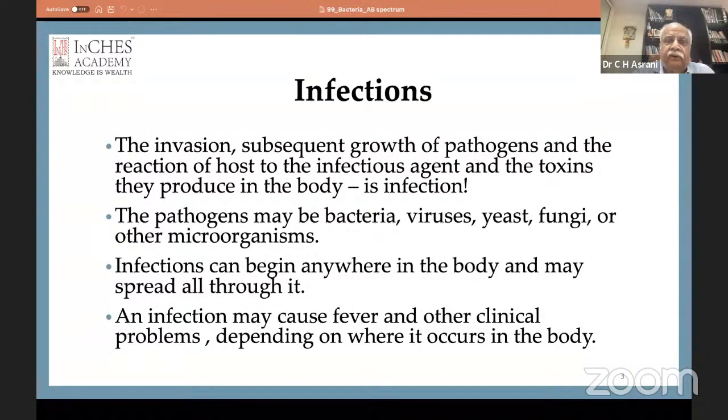An infection may cause fever and other clinical problems depending on where it occurs in the body. An infection in the tonsils will cause pain in the throat. An infection in the larynx will cause hoarseness of voice, etc., etc.